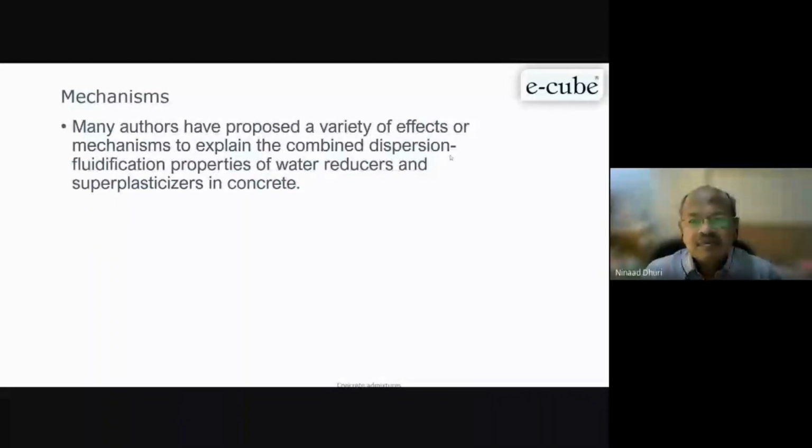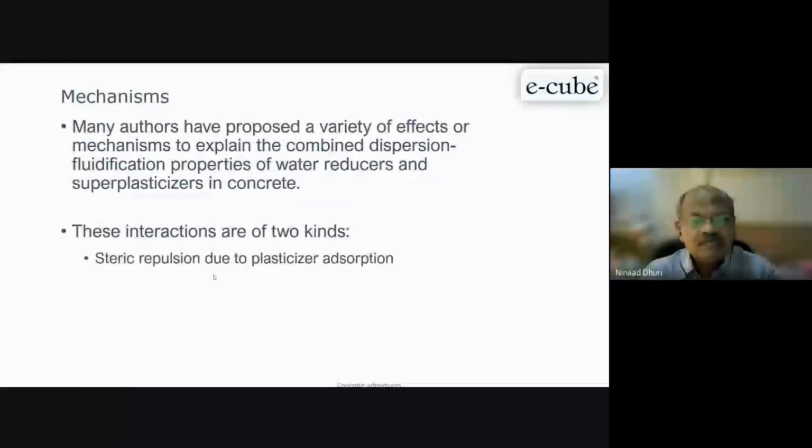These basically combine the dispersion and fluidification properties of water reducers and superplasticizers in concrete. What we are seeing right now are interactions of two kinds. One is steric repulsion from plasticizer adsorption; due to the plasticizing they create a charge and get repulsion. And then electrostatic repulsion. Right now, what you have seen is electrostatic repulsion. So this is the type of how they work.